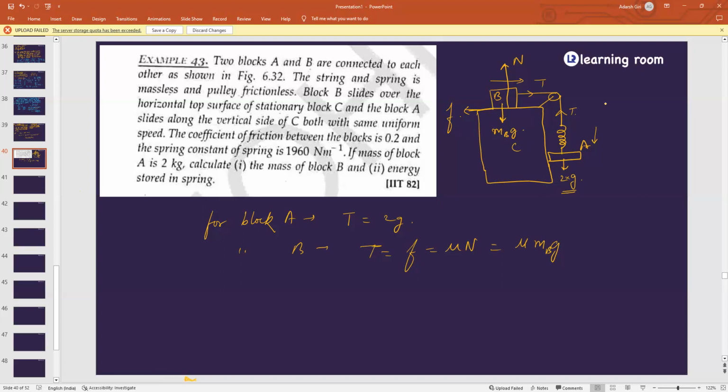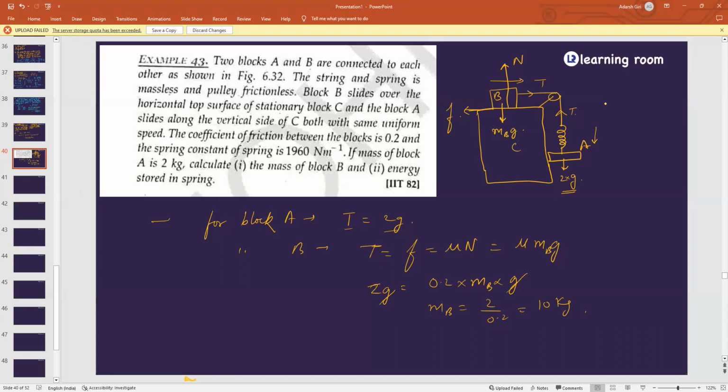You have studied this in the previous chapter. So tension we know is 2g. So 2g is equal to mu times m g. Mu value is 0.2, m we don't know, and g is g only. So g cancels, and m of B will be 2 by 0.2, or 10 kg. First part is clear. Everyone say yes or no? Yes, sir.